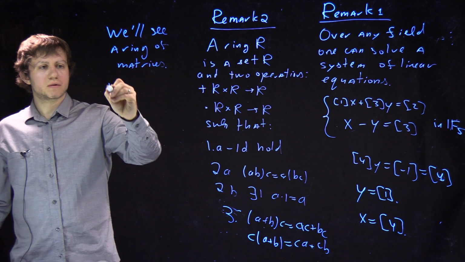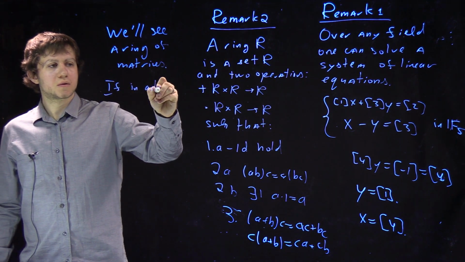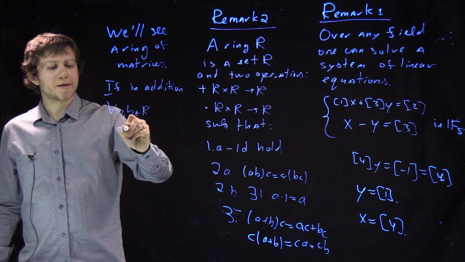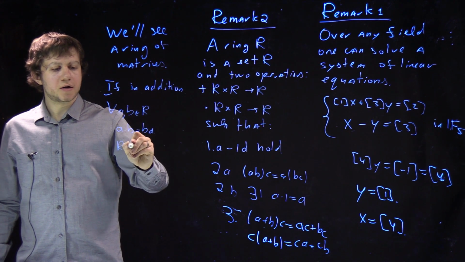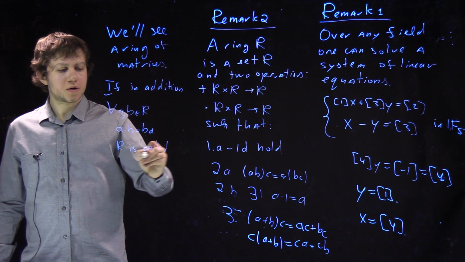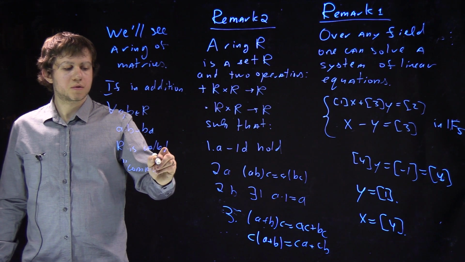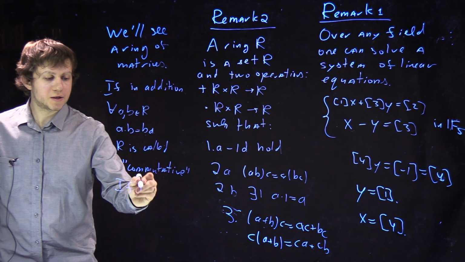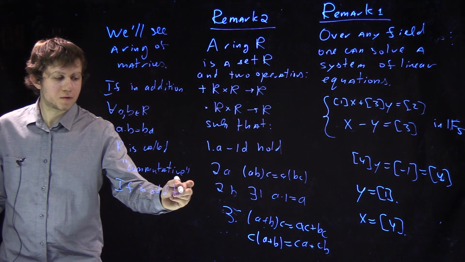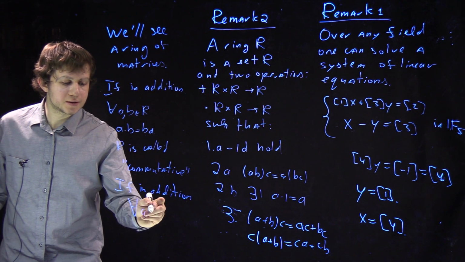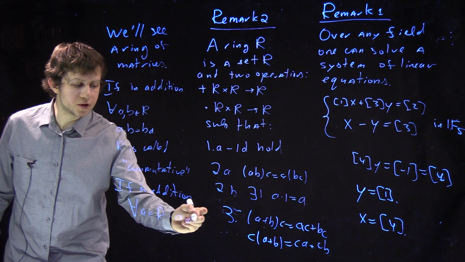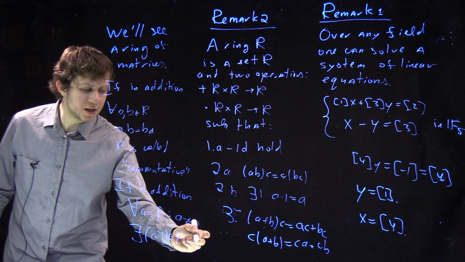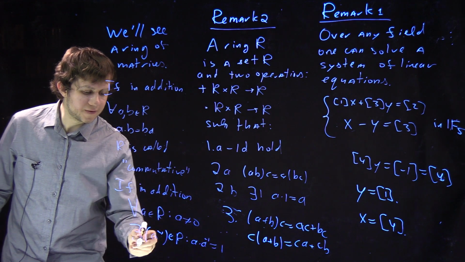So if, in addition, for every elements a, b in R, a times b equals b times a, R is called commutative. And if, in addition, for every element a inside R such that a is not equal to 0, there exists an element a inverse inside R such that a times a inverse equals 1, then R is called a field.